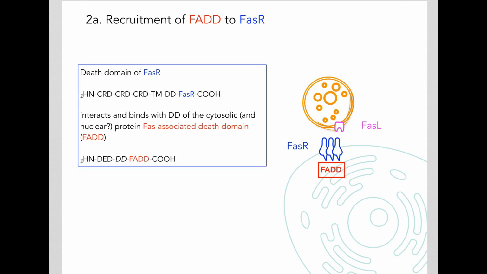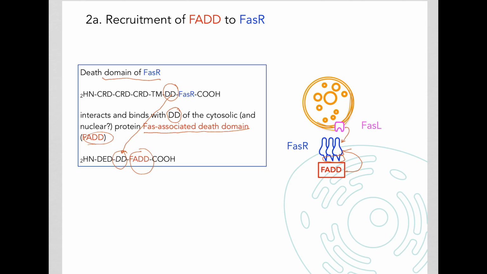So when the signal binds the receptor, that domain of the receptor is exposed, and now this DD of the receptor will interact and bind with the DD of a protein we talked about in the last video, and that is Fas-associated death domain, or FADD. So the DD of the Fas receptor will interact with the DD of FADD, and that will recruit FADD to this Fas receptor.